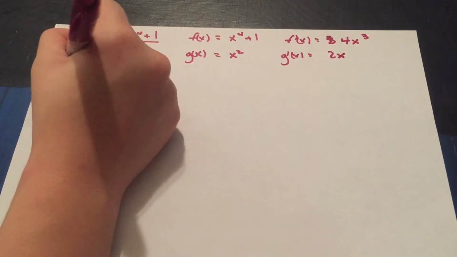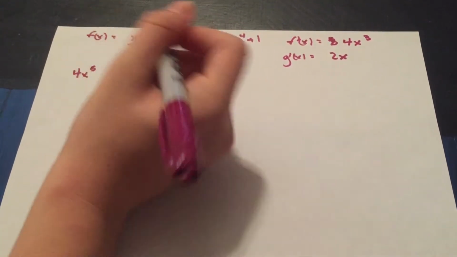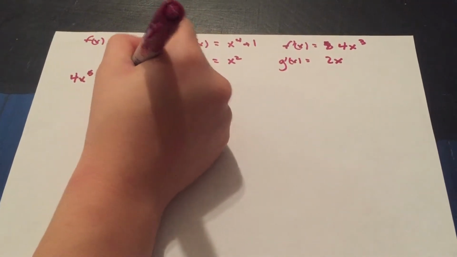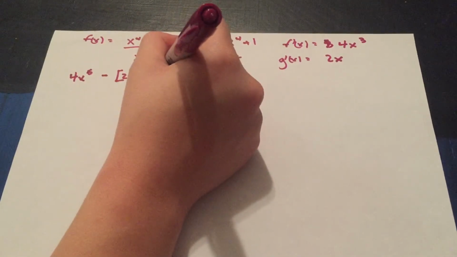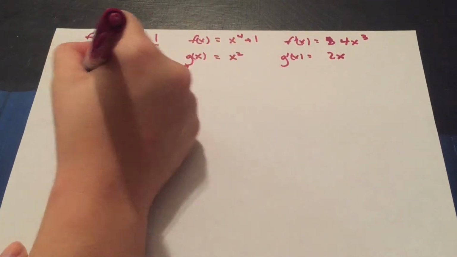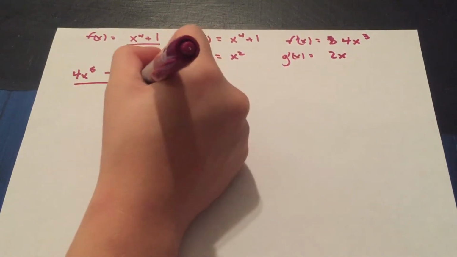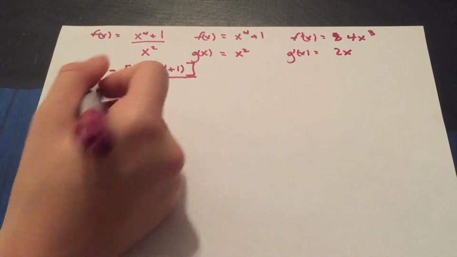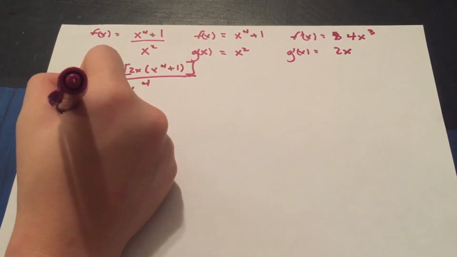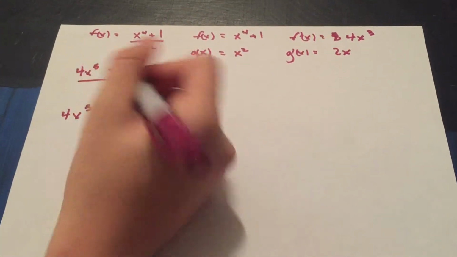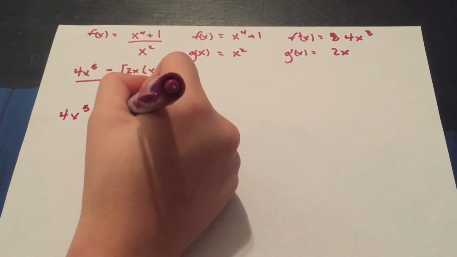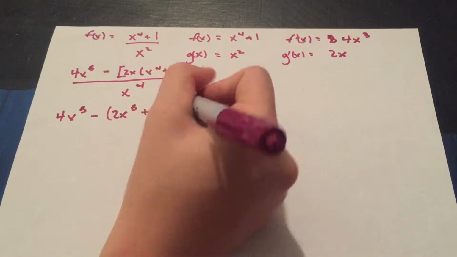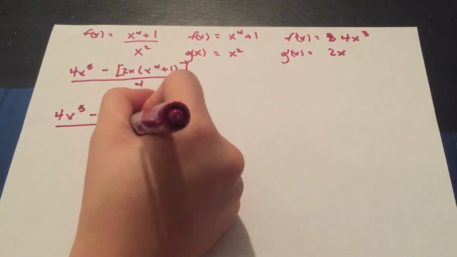So this is going to give us 4x to the 5th minus, I just use the brackets, 2x times x to the 4th plus 1, all over x to the 4th. So now I'm going to factor this out. We have 4x to the 5th minus 2x to the 5th plus 2x, all over x to the 4th.